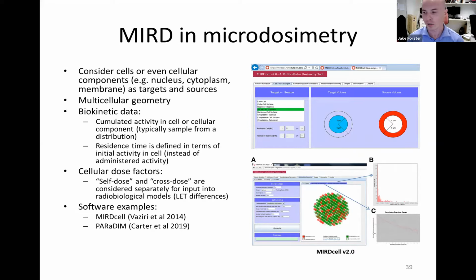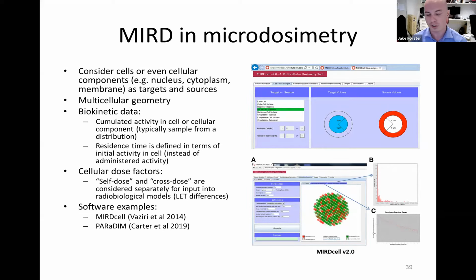So typically in this microdosimetry, we would do a multicellular geometry, and the biokinetic data is similar, except instead of cumulated activity in an organ, we're considering it in the cell or in a cellular component. This is typically done by sampling from a distribution. And for the residence time, instead of defining it in terms of the administered activity, we would do the initial activity in the cell.